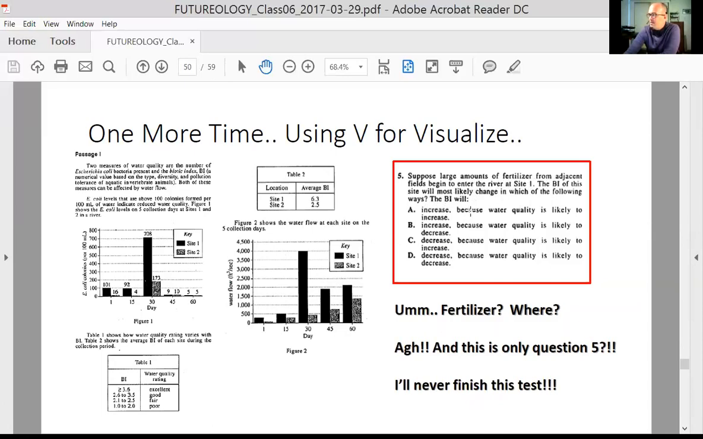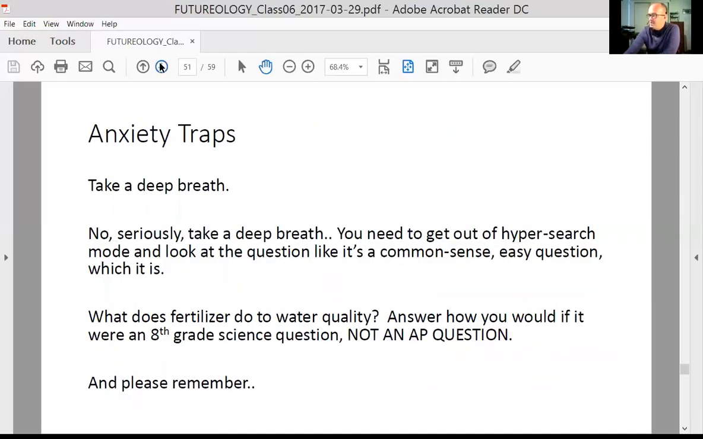The BI will. Well, a lot of students, when they look at this question, again, just start to have this anxiety trap feeling because when they look at the tables, there's no mention of a river and there's no mention of fertilizer. And when they read the passage, there's no mention of fertilizer. And a lot of people find this really, really stressful. Well, you shouldn't find it stressful because it's actually something that you can handle.